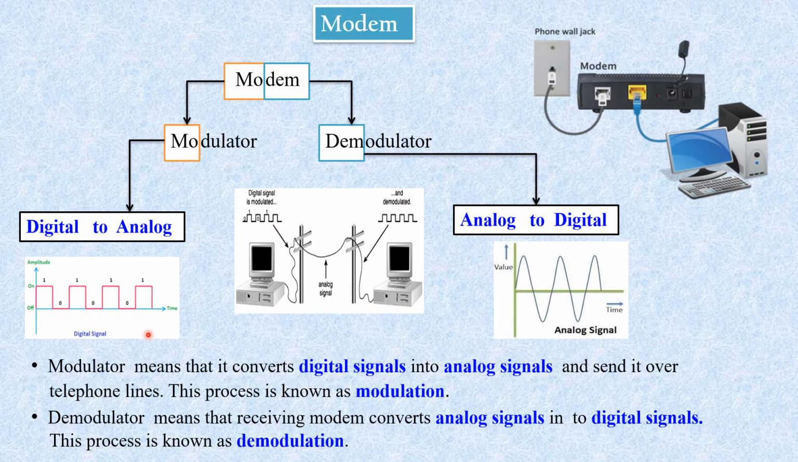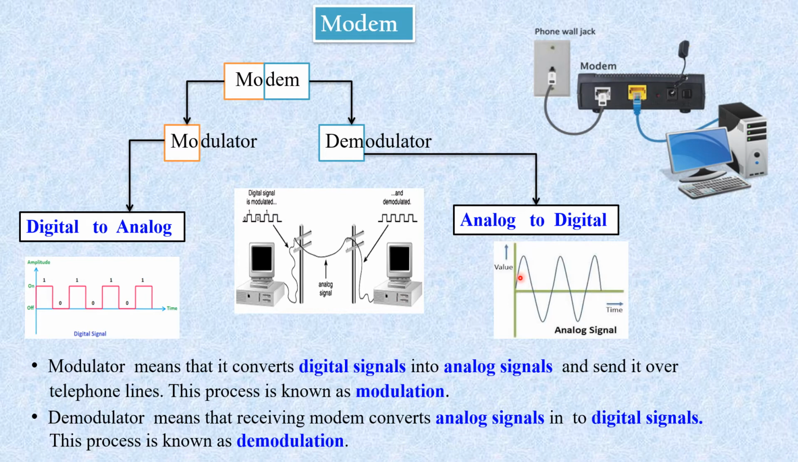Modulation means that it converts a digital signal into analog signal and it is sent over a telephone wire. So here the computer generates a digital signal and it is converted into analog signal. Then it is sent over the telephone wire. This process is called modulation. And at the receiver end, this analog signal is converted into digital signal. That process is called demodulation.